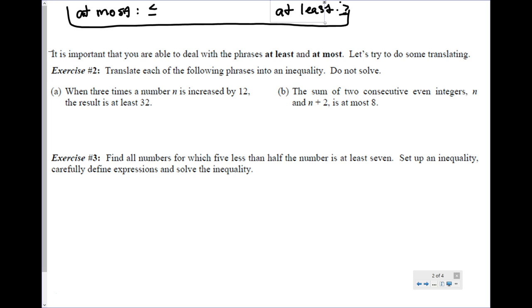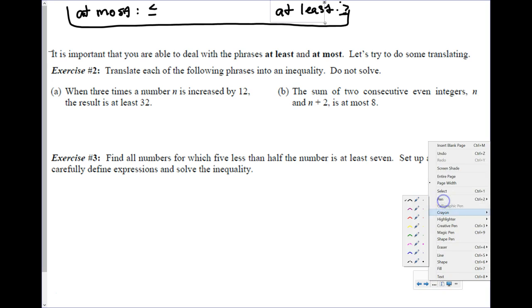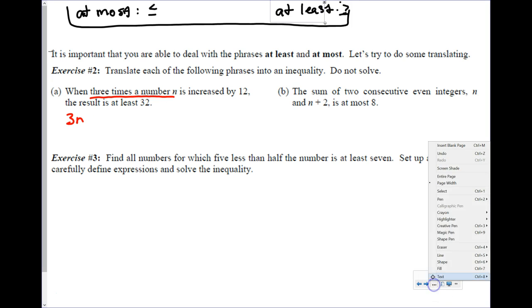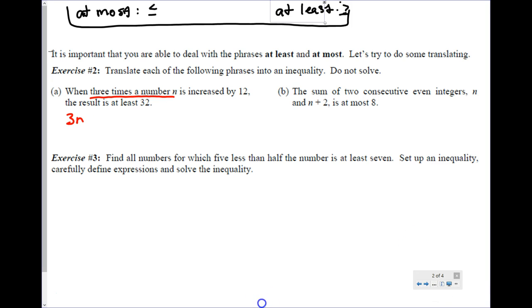So letter A says to translate each of the following phrases into an inequality. Do not solve. So we're just going to translate. When 3 times a number n is increased by 12, the result is at least 32. So I'm going to first start by translating 3 times a number n. How do I do 3 times a number n? 3n. Then I'm going to translate the next section. Is increased by 12. So increased by, that means plus 12.